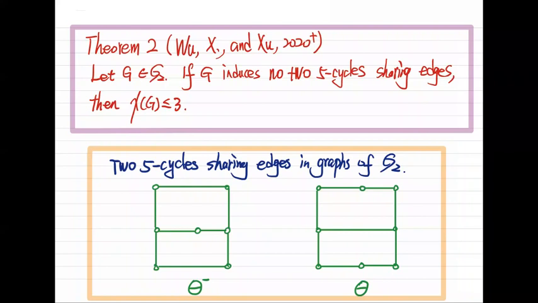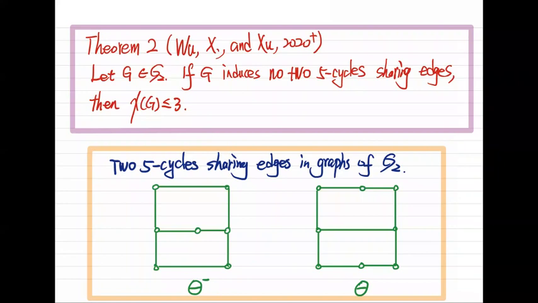From this theorem 2, we see that if we can affirmatively answer the third question of Plummer and Ja, in other words, to prove that every graph G in G_2 is three colorable, we need only to show that every non-minimal three colorable graph of G_2 induces neither theta minus nor theta. We made a first attempt along this direction.